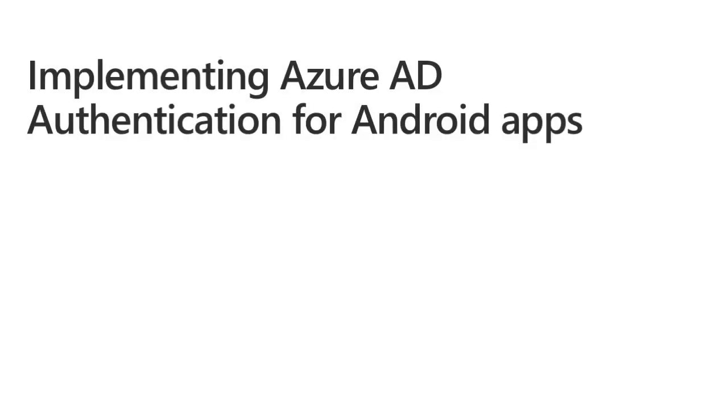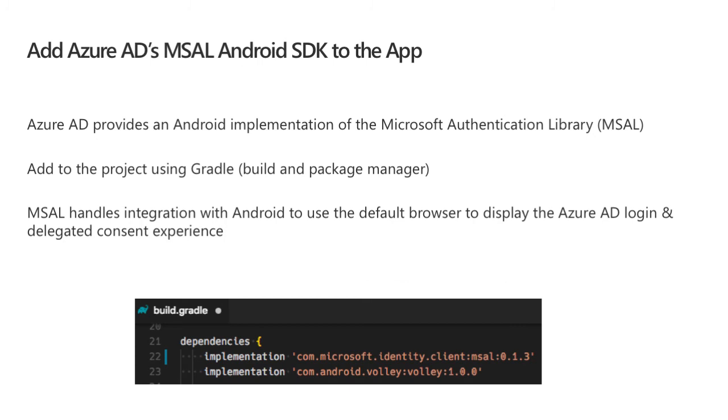So let's talk about implementing Azure AD authentication for Android applications here. The Azure AD team provides an Android SDK for native Android applications, and you're going to add this to your project using Gradle. Gradle is a build and package management tool that is commonly used in Android development. It's similar to MS Build and NuGet if you're working in a traditional .NET-based project. Now, you're also probably going to want to add in a library called Volley. This is a very popular Android library that helps you do some HTTP networking stuff that's going to be leveraged inside of our application.